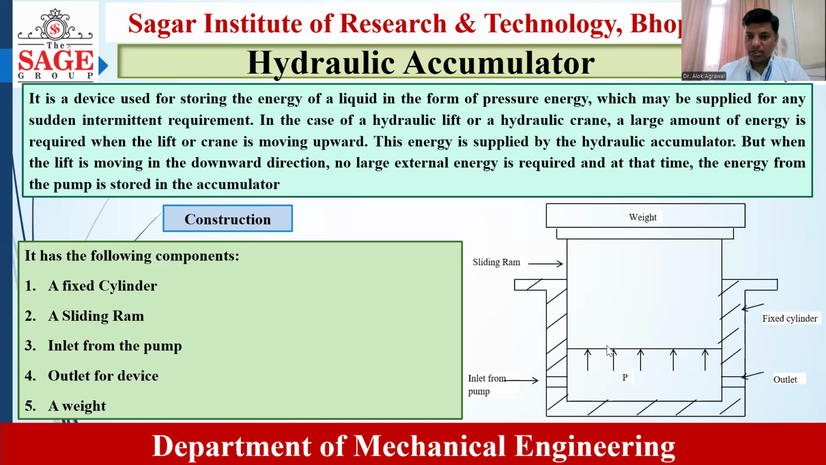So this is the main construction of the hydraulic accumulator. What are the components? It has a fixed cylinder. It has a sliding ram which reciprocates inside the cylinder by the application of pressure force. There is an inlet and an outlet. The inlet is connected to the pump, the outlet is connected to the device where energy is required, and a weight W is provided. This weight W is the combined weight of the ram and the added weight, meaning the complete sliding ram weight is W. So these are the main components and simple construction of the hydraulic accumulator.